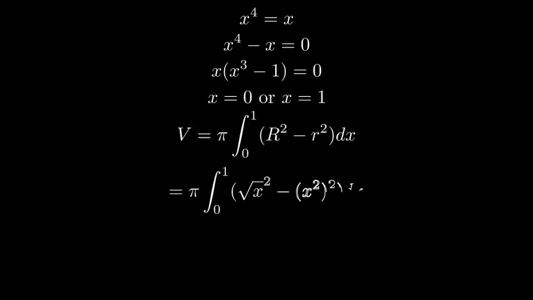The formula will be pi times the integral from 0 to 1 of capital R squared minus lowercase r squared dx, where capital R is the outer radius given by the square root of x, and lowercase r is the inner radius given by x squared. Let's solve this integral.